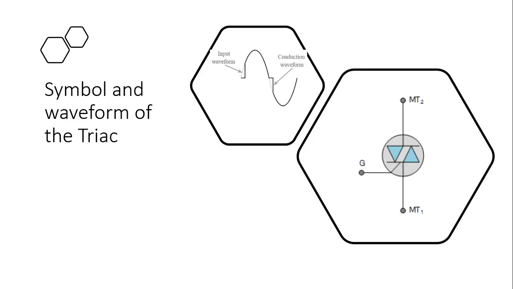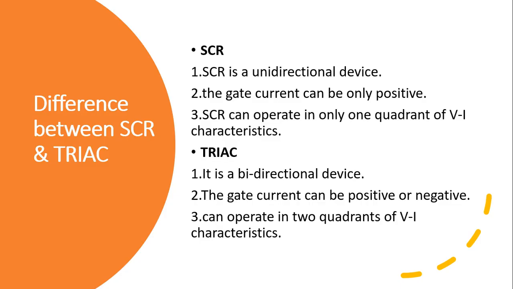So the first one is the controlled output waveform and input waveform of the TRIAC, and the second one is the symbol of the TRIAC. So here both the positive half cycle and the negative half cycle of the voltages are controlled.